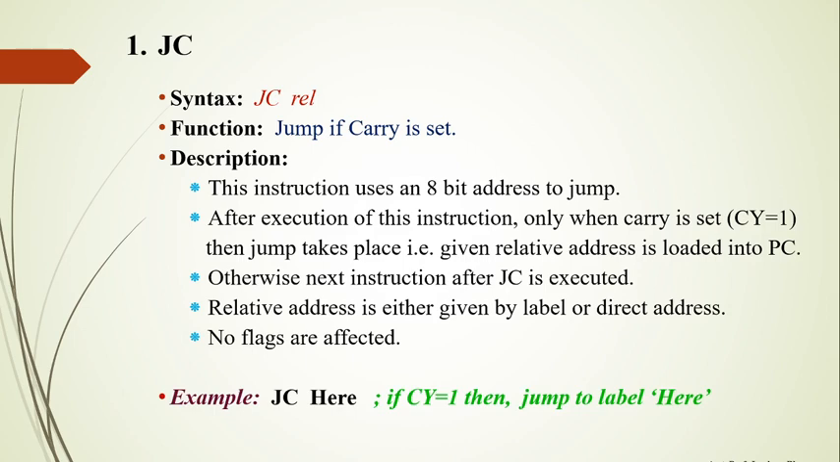JC here means if the carry flag is 1, then jump to the label here, otherwise execute the next instruction after the JC. Another example is JC 40H. If the carry flag is set, or equal to 1, then jump to the given address.